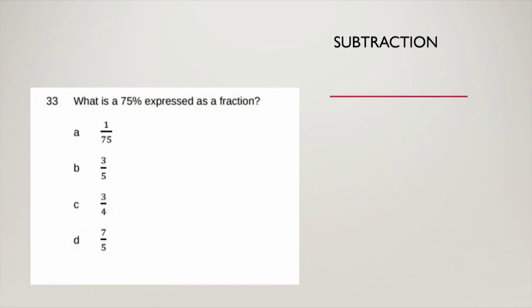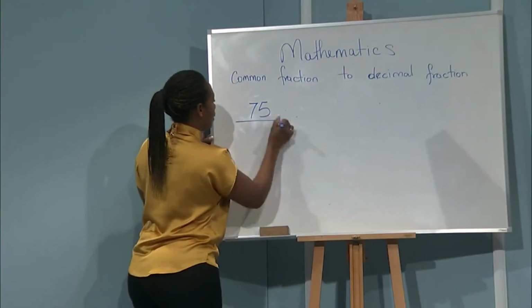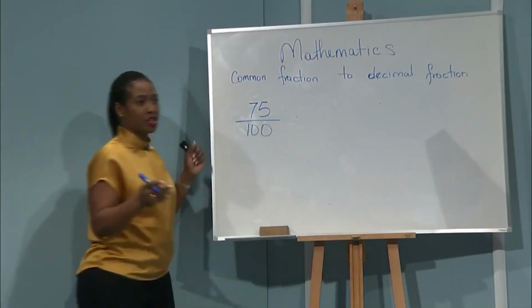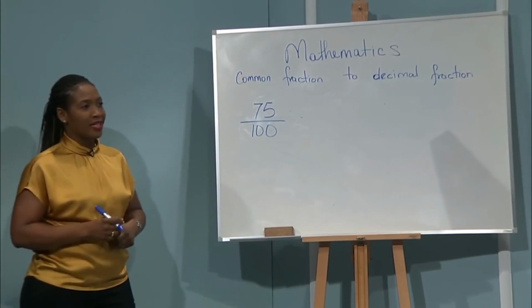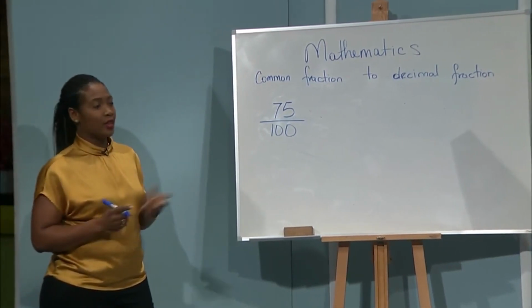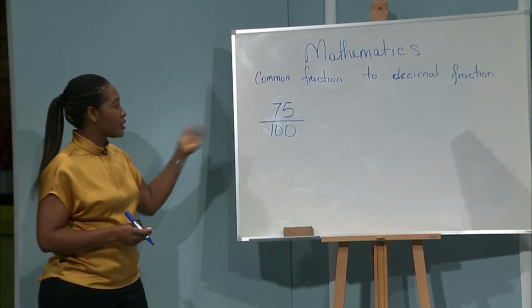All right. What is 75% expressed as a fraction? This should be a little bit easier for you to do now, because you know that if you have 75%, the fraction you're looking at is 75 hundredths, because percent means per 100. So 75 hundredths. But do you see 75 hundredths there? No, you don't. So that simply means that you have to simplify this.